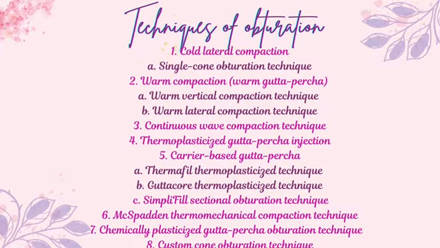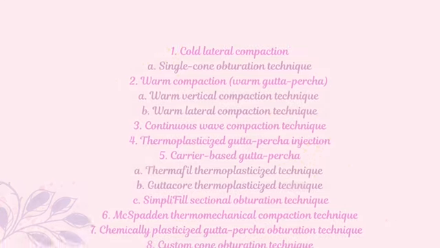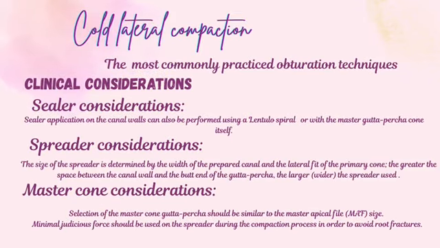The techniques of obturation are collateral compaction, warm compaction, continuous wave compaction, thermoplasticized gutta percha injection, carrier-based gutta percha, simple fill sectional obturation technique, McSpadden thermomechanical compaction technique, chemically plasticized gutta percha obturation technique, and custom cone obturation technique. The collateral compaction technique is the most commonly practiced obturation technique.